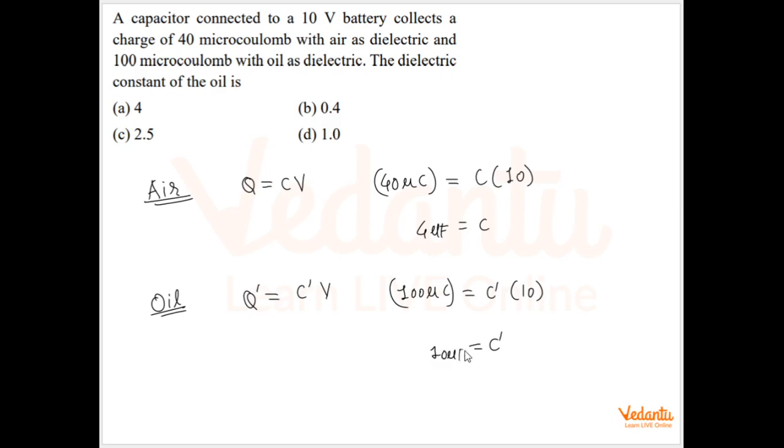Now, my dear bachcha log, understand the new capacitance is always equal to K times the original capacitance. So 10 is equal to K times 4, which gives me K is equal to 2.5. 10 divided by 4 is 2.5. Option C will be the correct answer.